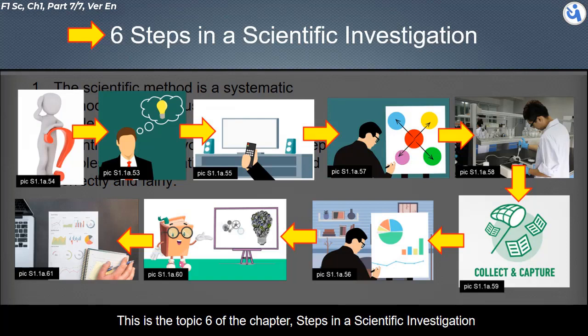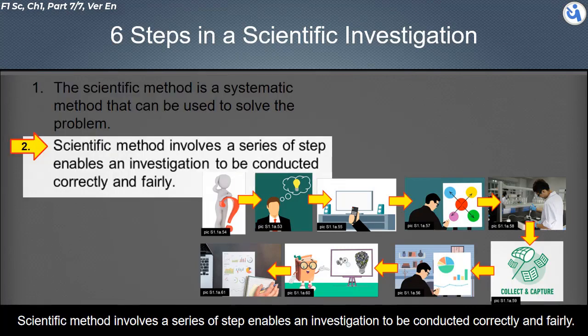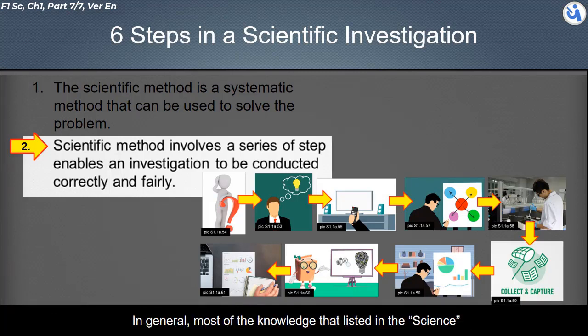This is topic 6 of the chapter, Steps in a Scientific Investigation. The scientific method is a systematic method that can be used to solve a problem. The scientific method involves a series of steps that enables an investigation to be conducted correctly and fairly. In general, most of the knowledge listed in science is tested through scientific investigation.